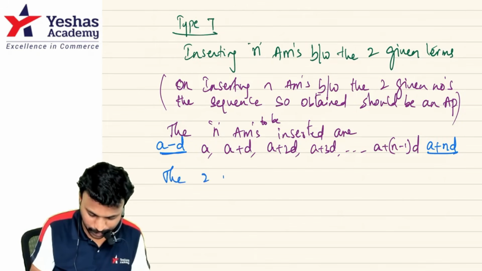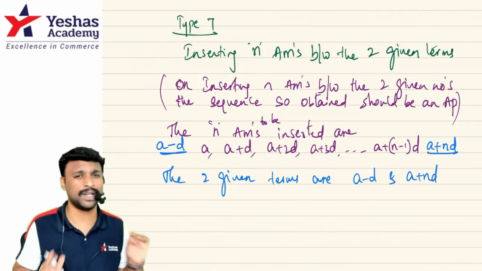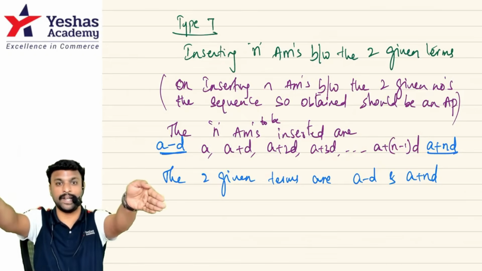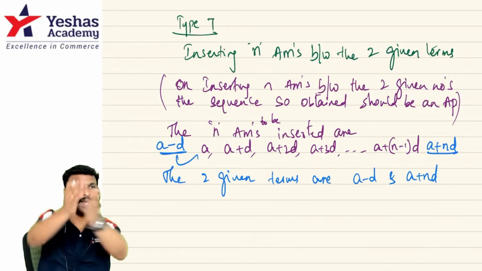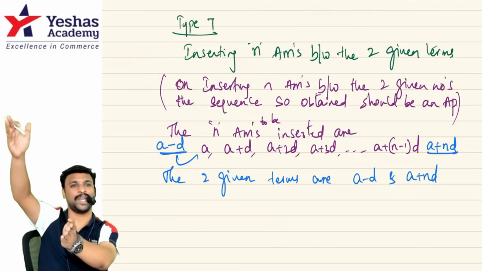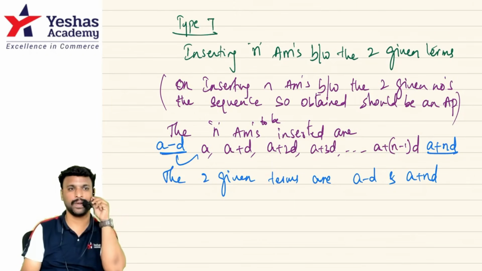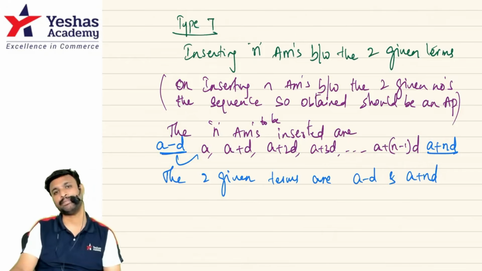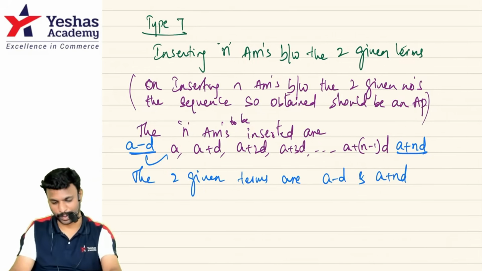Mention that the two given terms are a minus d and a plus nd. Have you understood how they are a minus d and a plus nd? On inserting n arithmetic means between the two given numbers, the term to the left of the first AM is a minus d. The term to the right of the nth AM is a plus nd. Is it clear? Say yes or no. That's the concept. To know this, I should be able to solve the questions on type 7.